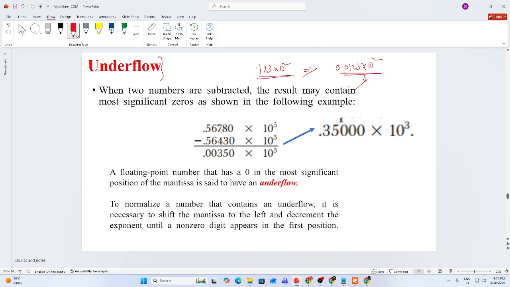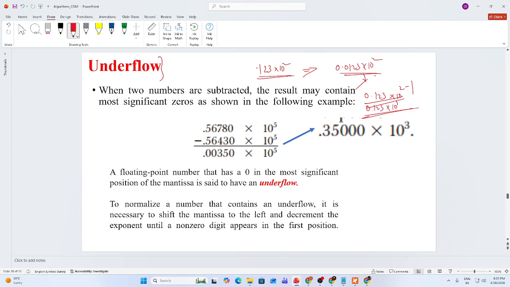What I need to do in this case is shift left. I need to make this 0.123. If I shift left, I need to decrement the exponent by 1, so 10 power 1. This is called underflow. So how to handle the underflow: shift the mantissa left one time and decrement the exponent by 1. This is called underflow.